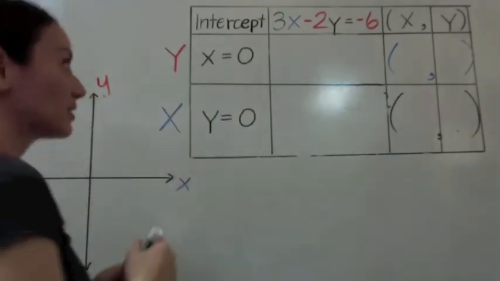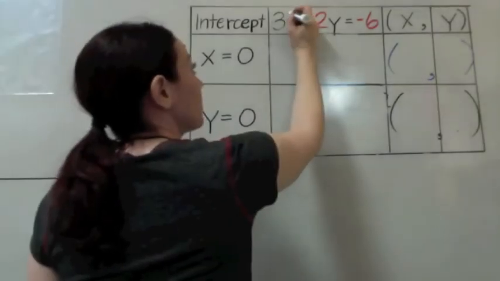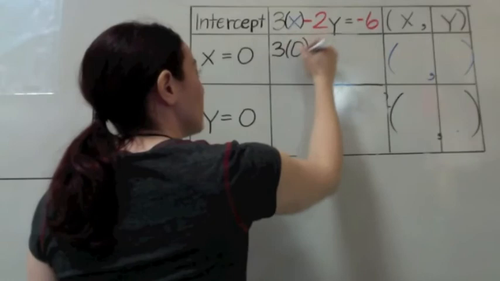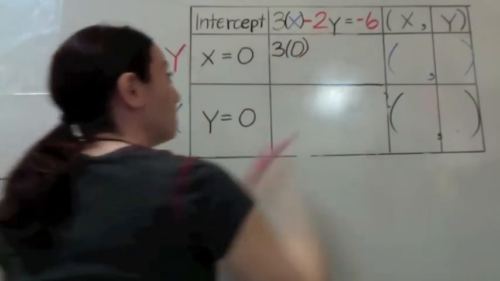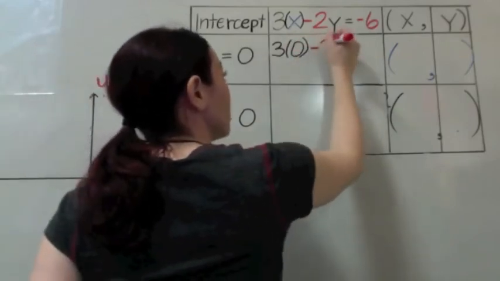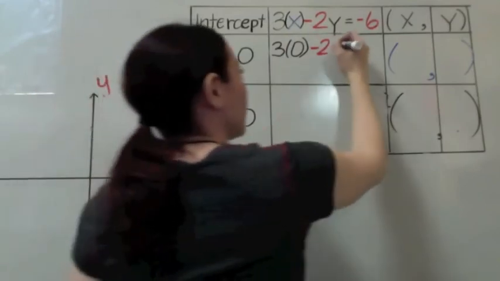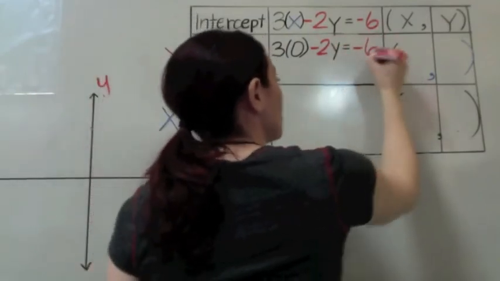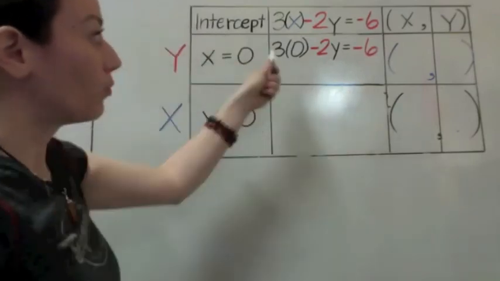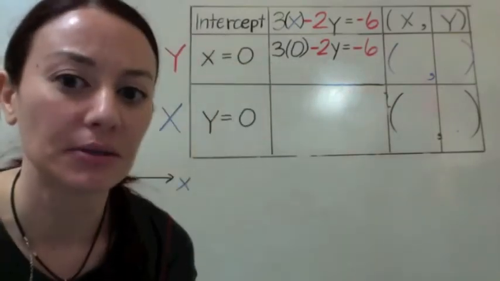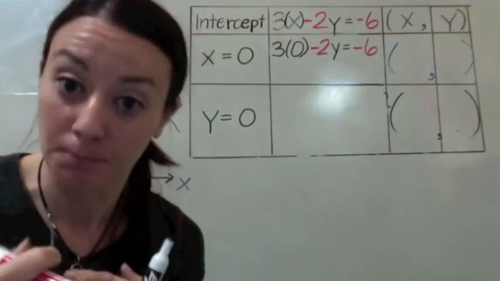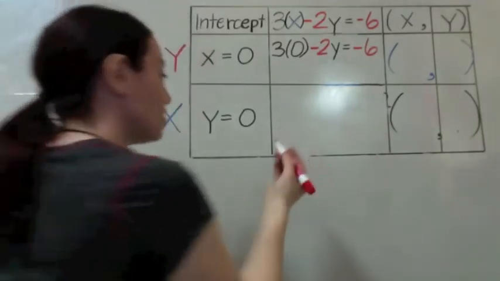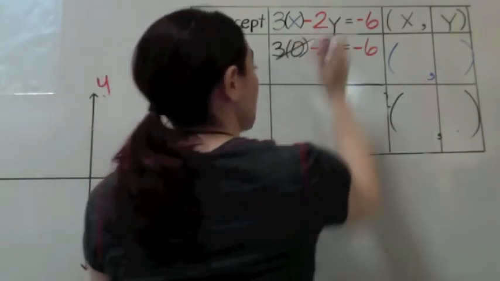When we make x 0, we can put parentheses around our x, and we can say 3 times 0 minus 2y now equals a negative 6. Great. So this is set up to where if we know 3 times 0, what's 3 times 0? If you learn anything this week, could it please be to multiply by 0? When you multiply any number times 0, you get 0. Now cross it out, okay?